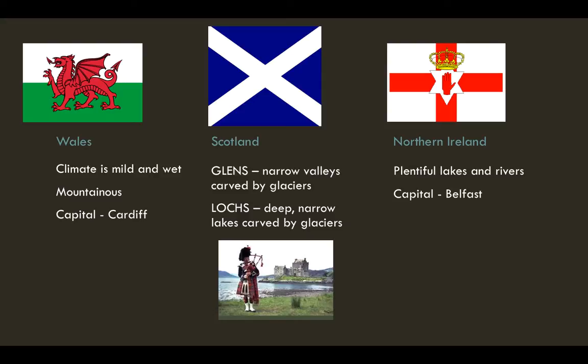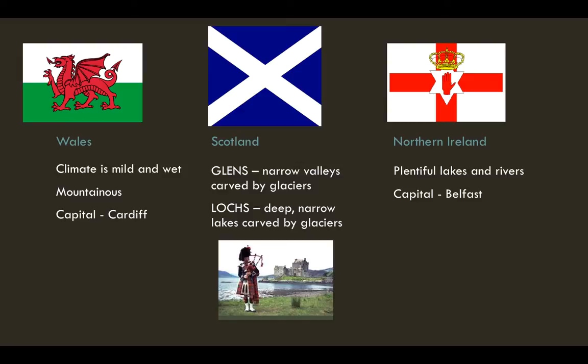Moving on to the other 3 nations, you have Wales, Scotland, and Northern Ireland. For Wales, the climate here is pretty mild and wet. It is mountainous. The capital in Wales is Cardiff. You do see a lot of cattle and sheep grazing within this area, especially in the treeless areas as well, the plateaus there. For Scotland, 2 geographic features you need to know are glens and lochs.